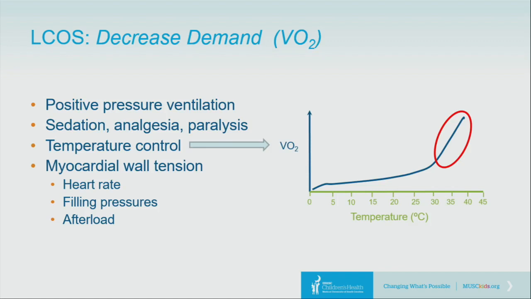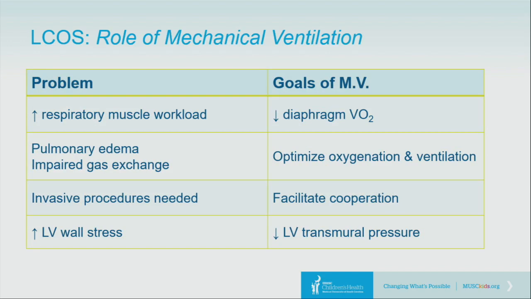At the myocardial level, you also want to do what you can to decrease myocardial oxygen consumption. You can do that by controlling the heart rate, making sure the heart rate's not excessive, by reducing your filling pressures, by the use of fluid restriction and diuretics, and then by manipulating afterload, as we just discussed.